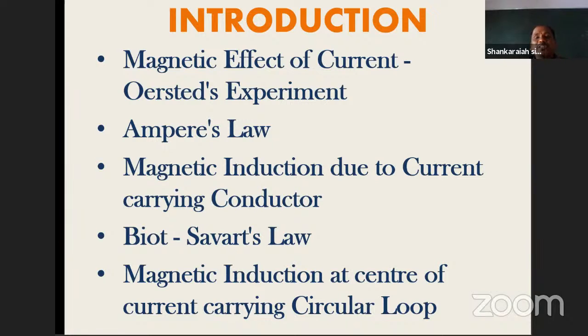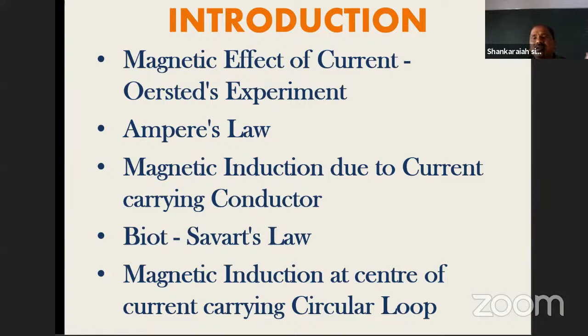Then right here, multiply and divide with r. Next step: dB is equal to mu naught by 4 pi, I dl r sine theta divided by r square into r, nothing but r cube. Here mu naught is a constant. I is an electric current, a scalar quantity.